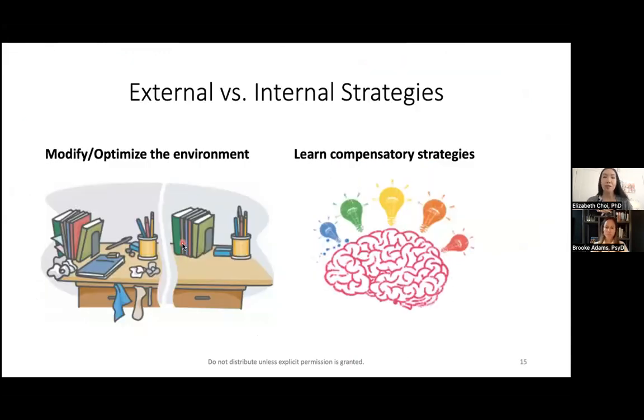Now let's talk about strategies. In cognitive rehab, we classify strategies into two types. We have external strategies that are targeted at modifying our external environment. We also have internal strategies, which are targeted at acquiring compensatory strategies that our brain can adopt and use in certain situations.